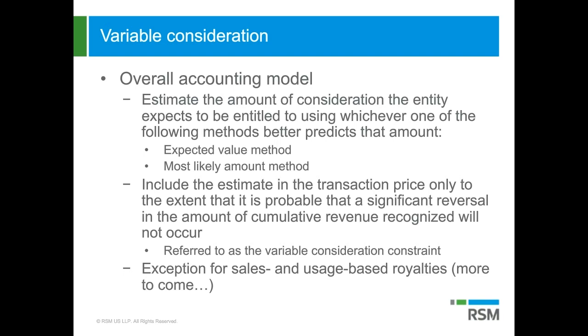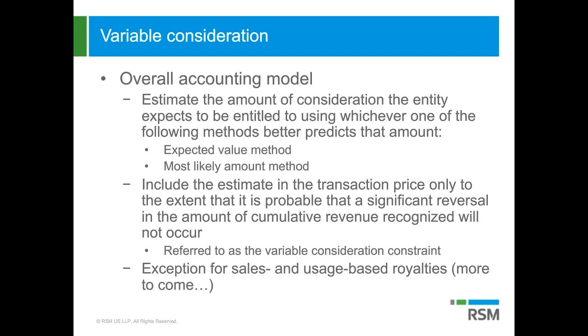Now, when you're making that evaluation as to whether it's probable it won't reverse, there are a number of factors or indicators included in the guidance to help you make those considerations. They said if you have these indicators, then it's less likely that it's probable that the amount won't reverse. So it's more likely it will reverse. Things like, are the outcomes out of my control? Are they based on third-party regulators or something out of my control? Are there lots of different outcomes? The more outcomes there are, the less likely you could say it's probable it won't reverse.